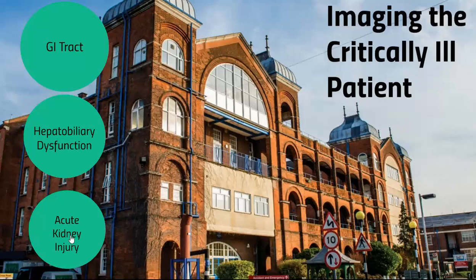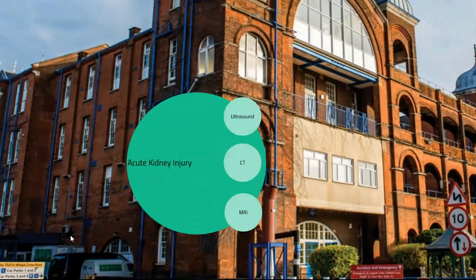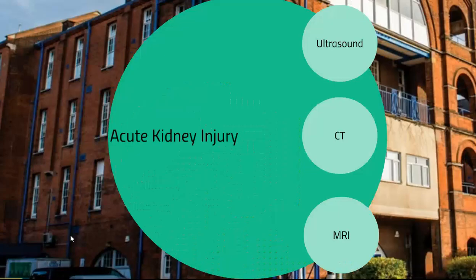We're going to end by talking about acute kidney injury. Acute kidney injury is characterized by a decline in the glomerular filtration rate over hours to days. There is an increase in creatinine and sometimes reduced urine output. It is common, affecting up to 20% of hospitalized patients and up to 60% of ICU admissions.